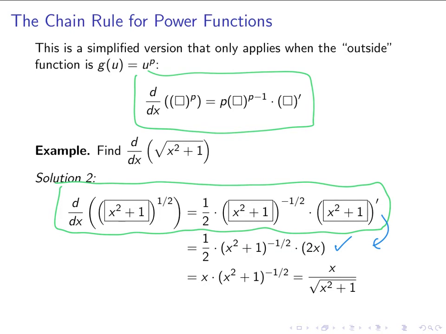Just so you can review some algebra as well, I have gone ahead and simplified that by multiplying this 1/2 times this 2, and then rewriting this negative exponent as an expression in the denominator. So this is what it does end up simplifying to, but this is the right answer, even to this point.